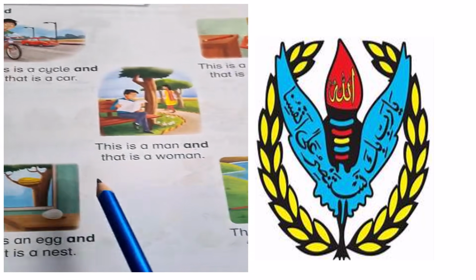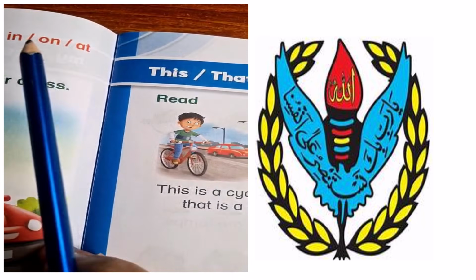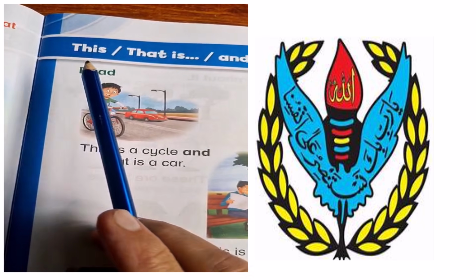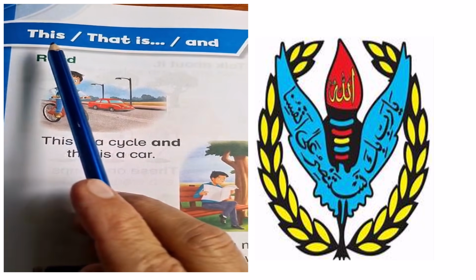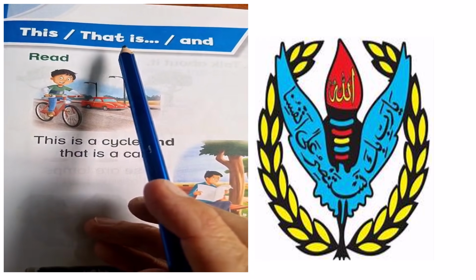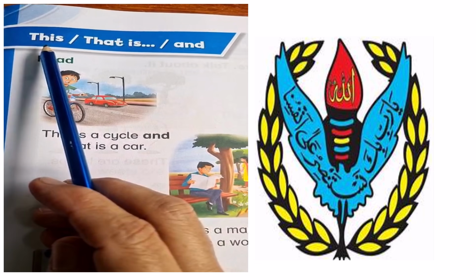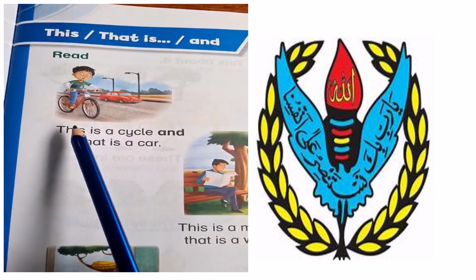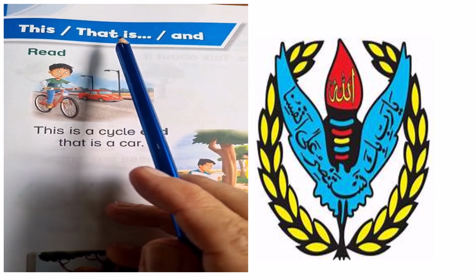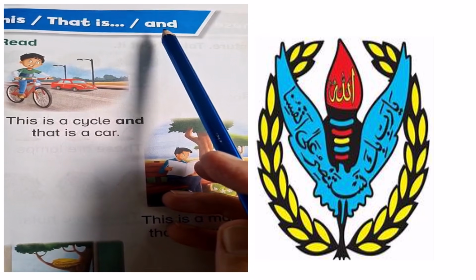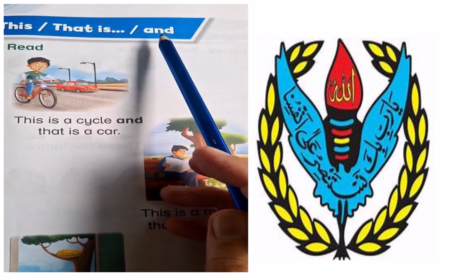Here we are. As you know, we have already done the prepositions in, on and at. Now we are going to tell you something more about this, that is, and. Now we use this for the pictures or the things that are close to us, and that is for the things that are farther from us, and when we have to tell about more things, more than one thing.